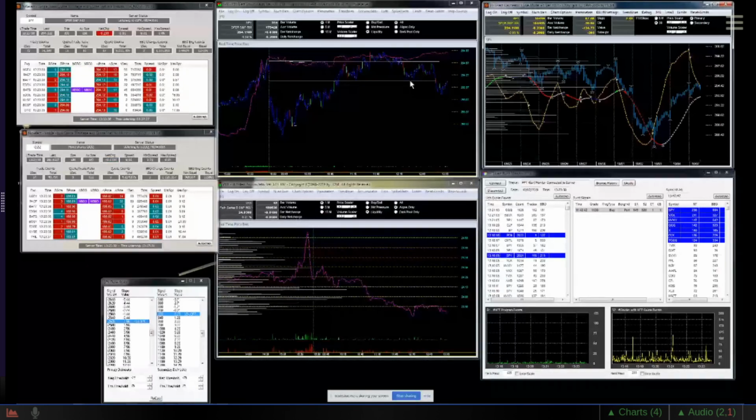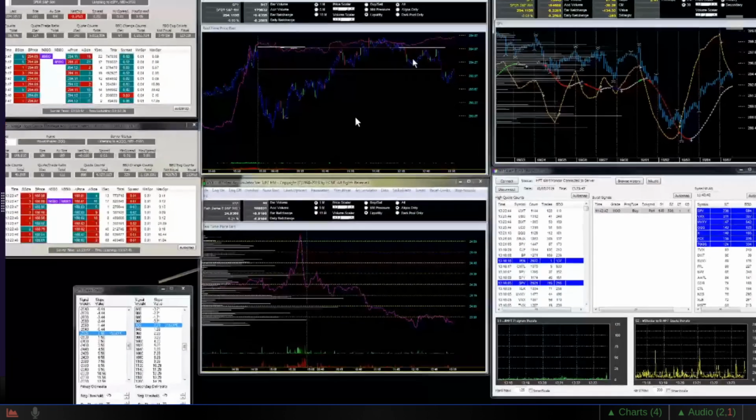And so we stick to that. The trade type number 2s, number 1s, are intraday range trades. And we had one here.